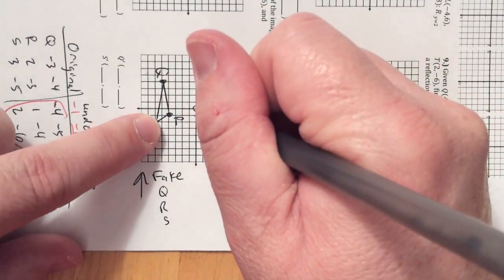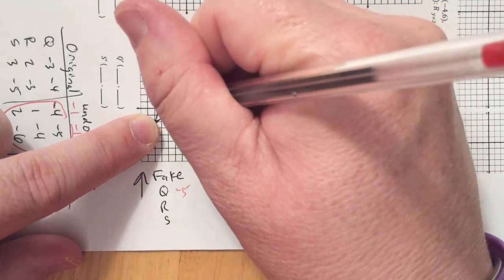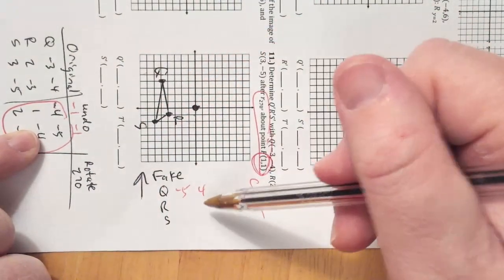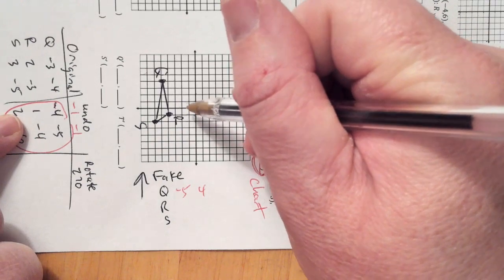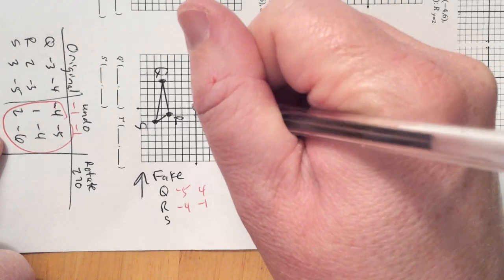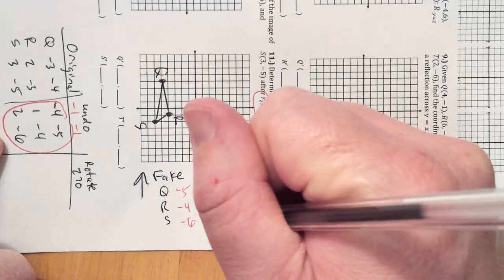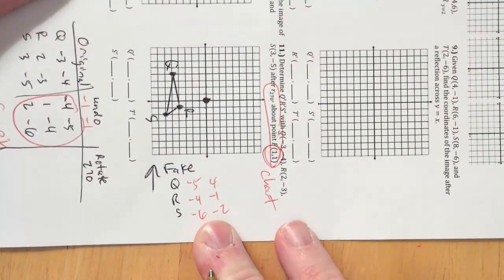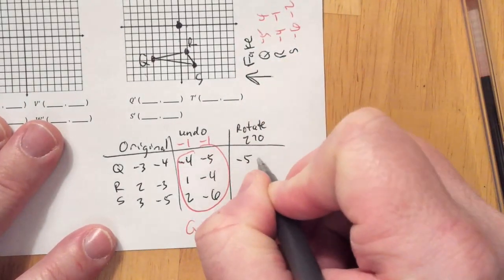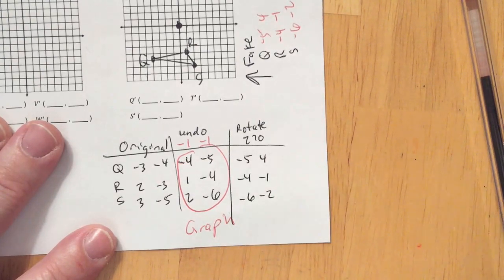My Q was -1, 2, 3, 4, 5. So -5, +1, 2, 3, 4. And notice that we have the same digits. Then R is -1, 2, 3, 4. So -4, -1. And my S is -1, 2, 3, 4, 5, 6. So -6, -2. All right, so we're going to take those coordinates that we just got and write them right here. So we got -5, 4, -4, -1, and -6, -2.